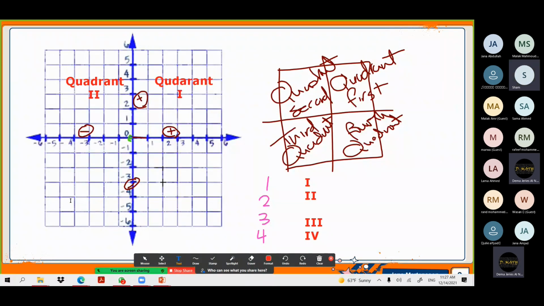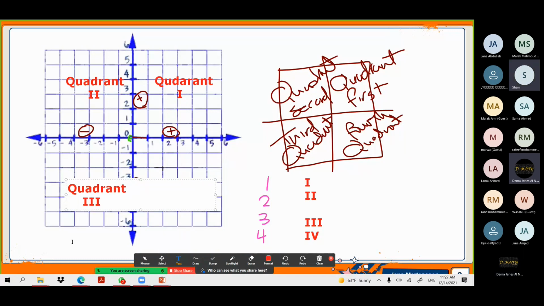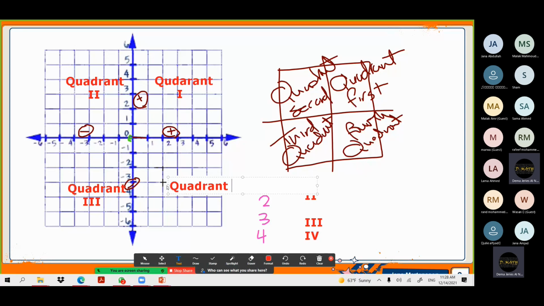Teacher, why do we need to write them the Roman way? Because the Romans established them. They are the ones who made this. Yeah. Quadrant 3. Just a minute. Teacher, do we have to practice this? Yeah.